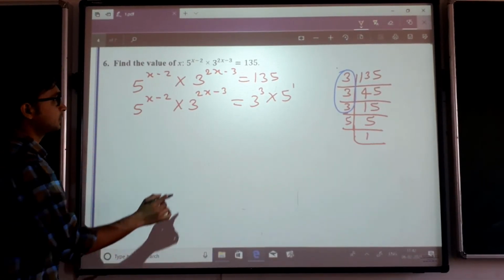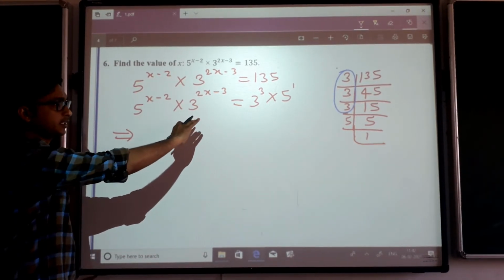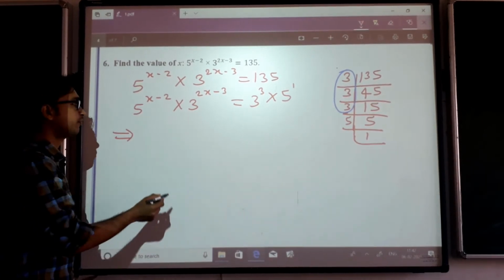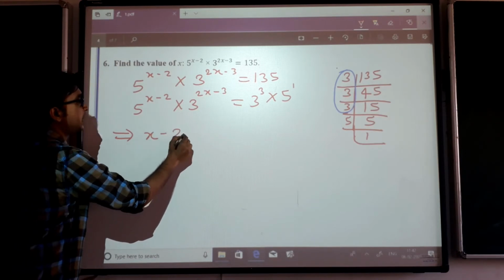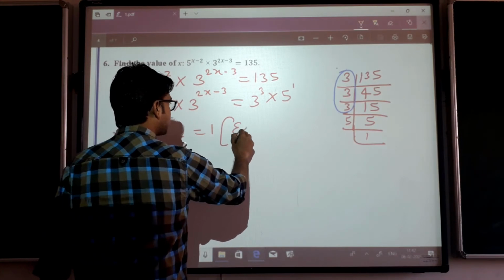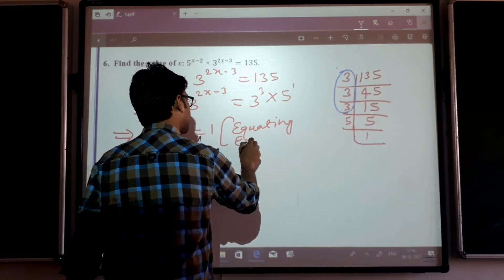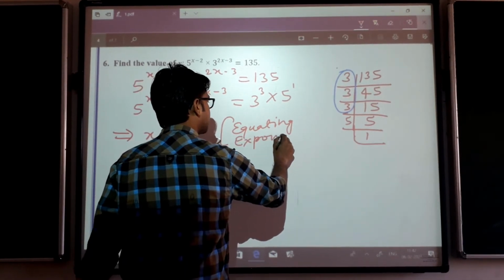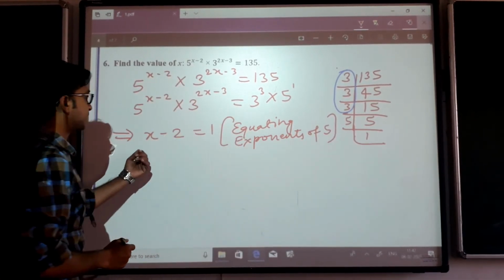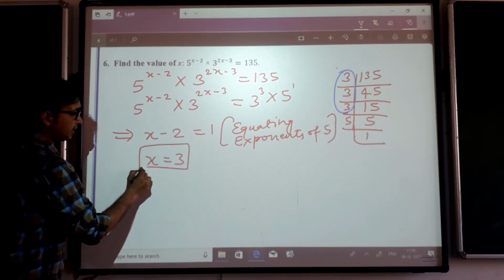Now we will equate it. So on equating the exponents of 5 we will get x minus 2 equals to 1. How do we get? Equating exponents of 5. So we get x minus 2 equals to 1, so x equals to 3. In this case we get x equals to 3.